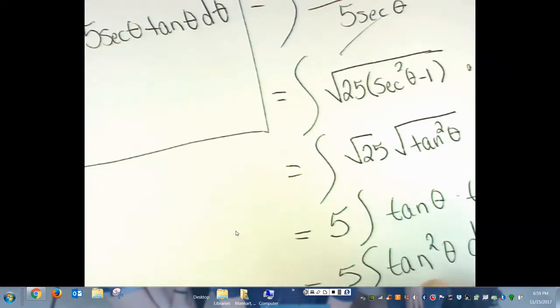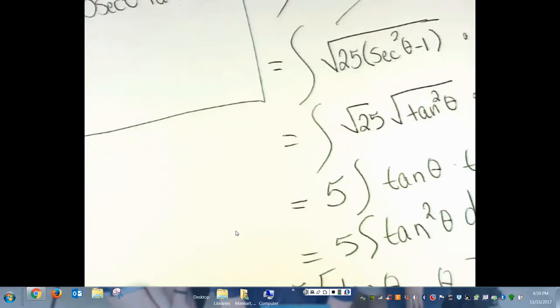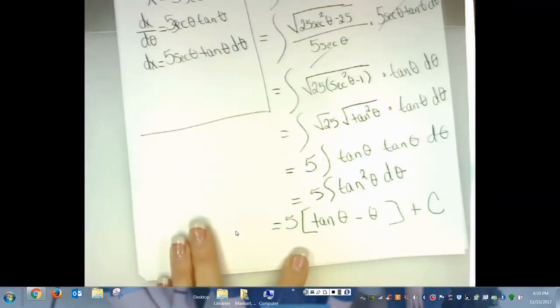Tangent theta minus theta. And I'm going to be smart and say plus c on the overall outside. Now remember, our original problem started in x, and we've got to go back to x.